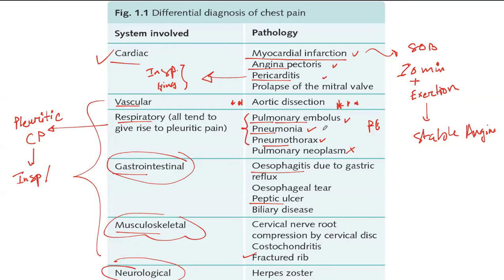Pneumonia, patient will have fever. They will have cough. They will have shortness of breath, and they will have chest pain. Classic tetrad of pneumonia: fever, cough, shortness of breath, chest pain, which is pleuritic chest pain.